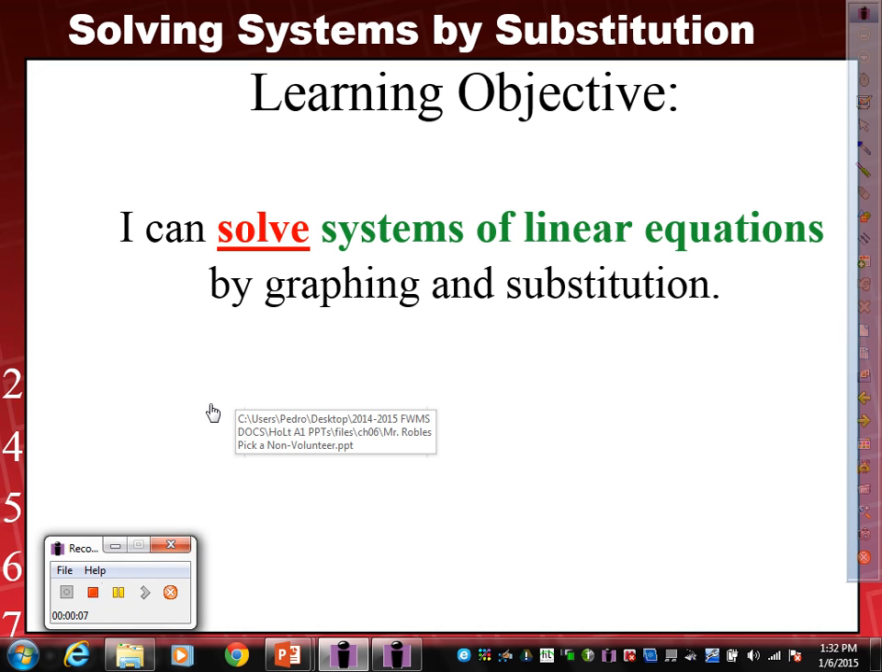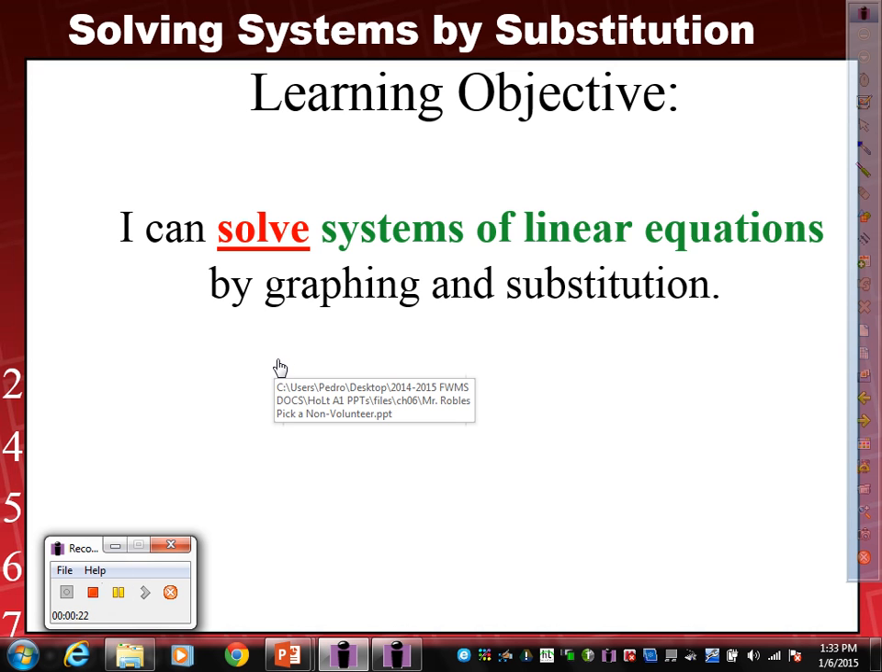So we're still on the same concept. Today we're starting with a different method of solving. Our objective for today is: I can solve systems of linear equations by graphing and substitution. Let's read together. 1, 2, 3. I can solve systems of linear equations by graphing and substitution. Okay, go ahead and copy that, please.